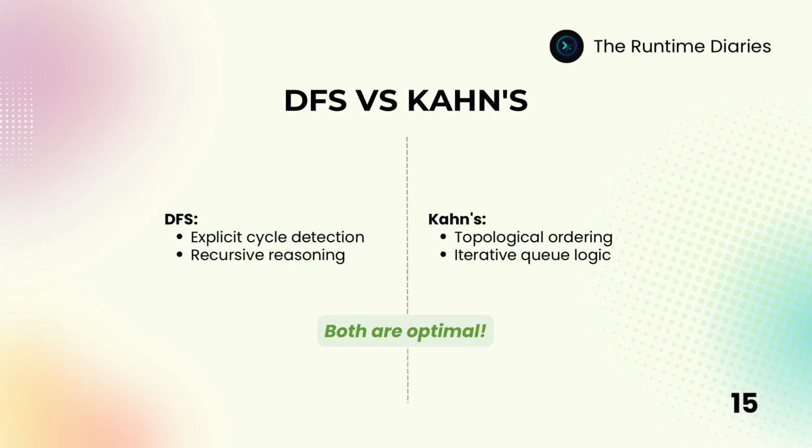Kahn's algorithm is best when you want a topological ordering and prefer iterative queue-based logic. It's easier to implement without recursion, and it naturally gives you a valid ordering of courses if one exists. If you need to actually output the order in which courses should be taken, Kahn's is the way to go. You cannot go wrong with either. They're both O of V plus E time complexity, and both solve the problem correctly.